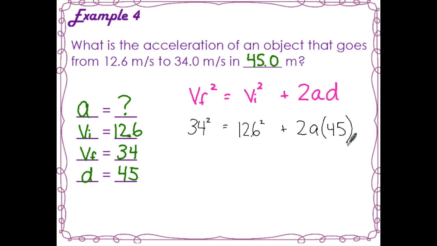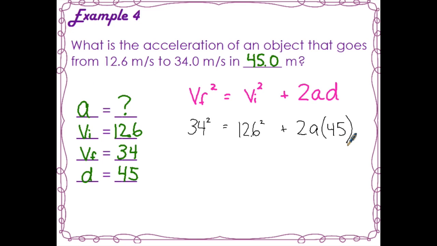Before we go any further here, let's think about this again. What direction is it going? Positive. Positive 12, positive 34. Is it going in the positive direction? Is it getting faster or slower? 12.6 up to 34, it's getting faster. So a plus and a plus, we would expect to get a positive number for our answer.